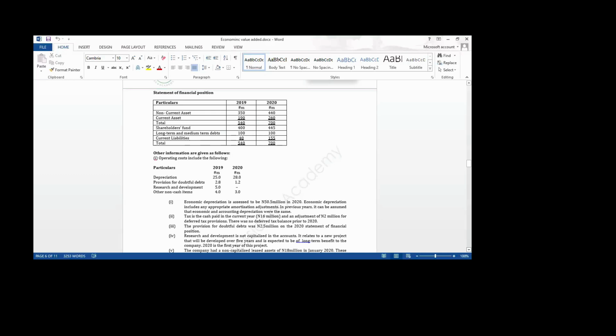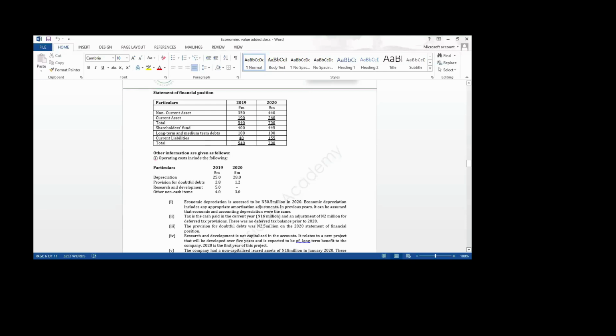Tax is the cash paid in the current year, 60 million. An adjustment of 2 million for deferred taxation provisions. Provisions must be added back. There was no deferred tax balance prior to 2020. That means the first provision for deferred taxation was made in 2020.